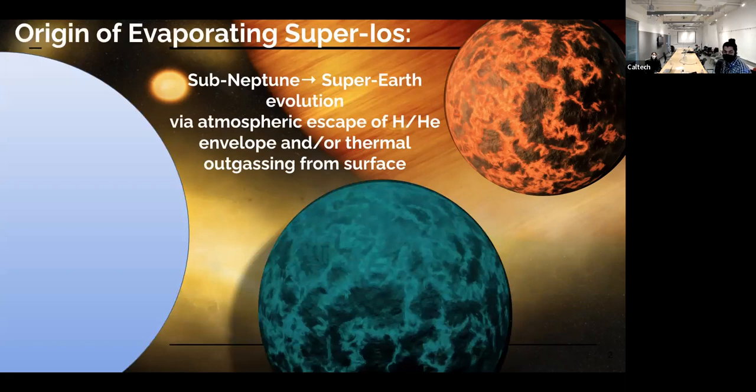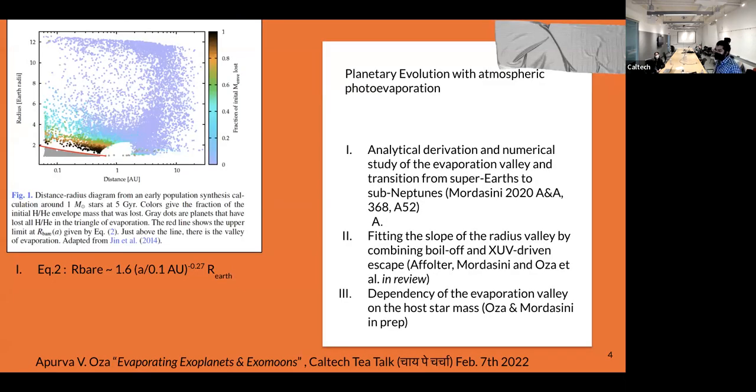So starting with the origin of these evaporating super-Ios, over the long millions of years to giga-years planetary evolution timescales, we think these rocky planets might evolve from sub-Neptunes who lose their hydrogen-helium envelope, then become some sort of bare core, an astrophysical bare core. And then when that starts disintegrating, we can form a volcanic rocky body that has thermal outgassing from the surface. So that's a sequence of events, and a good starting point to talk about planet evolution in general.